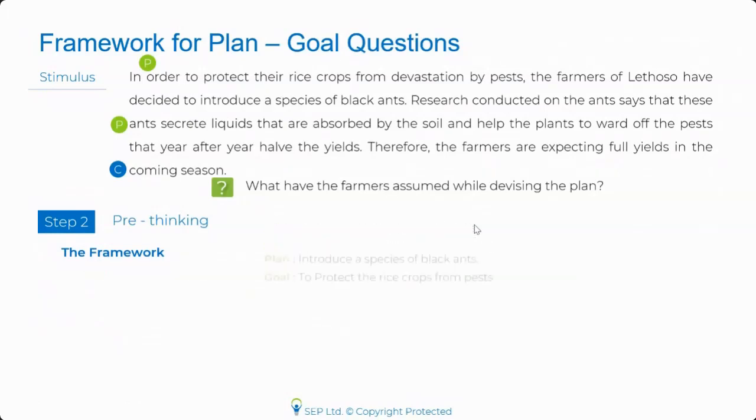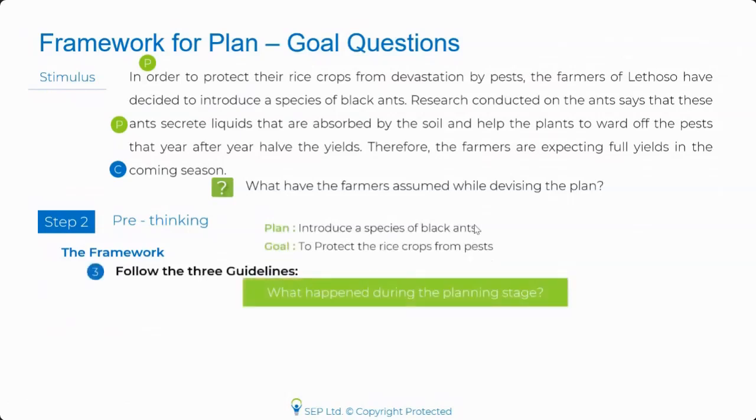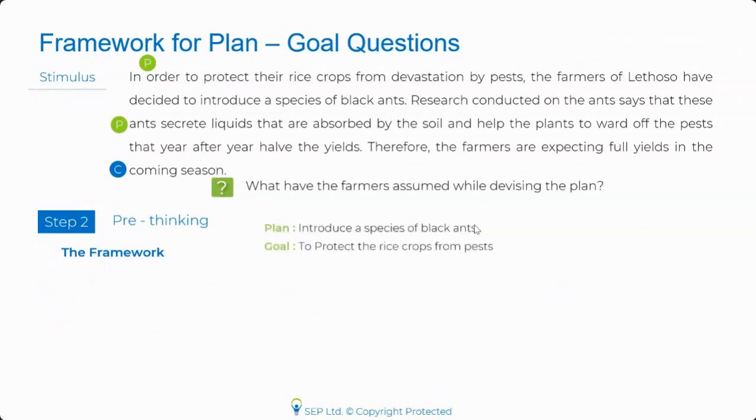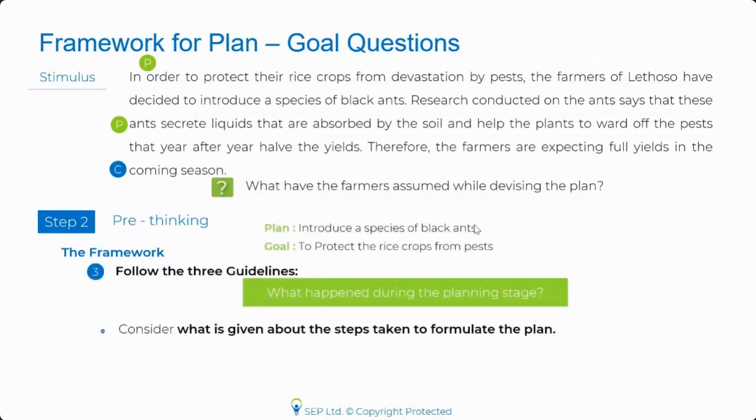I want you to note down these three guidelines. The first guideline is: what happened during the planning stage? This is the direction in which you have to think. What is given about the plan? The plan is that the black ants will secrete liquids. Now think about the steps taken to formulate the plan, and then think about some unknown factor that escaped during the planning stage, something the author forgot to figure into the plan. That could be a factor that would impact the goal, because it has not been figured into the plan.